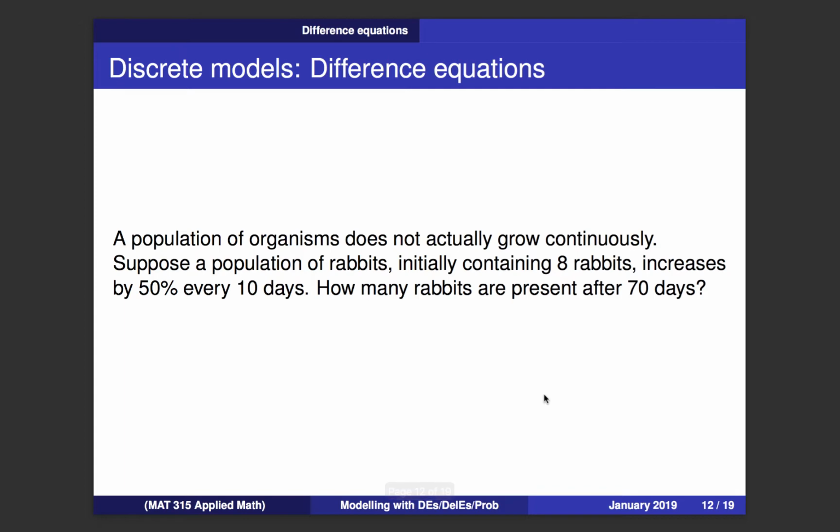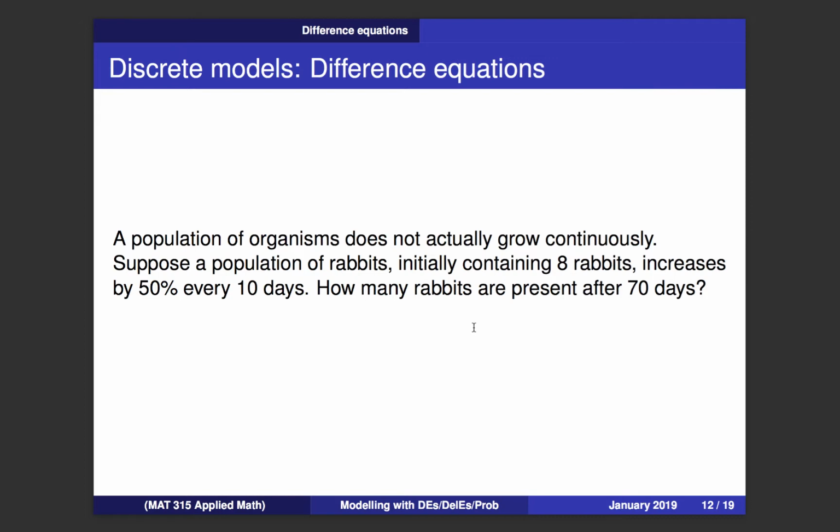So on the other side of things, or a similar analogous situation, is where things change discretely. In calculus, it's all about continuous functions, except for when we talk about sequences, which are discrete. But you might have a situation where things don't grow continuously. And here's an example.